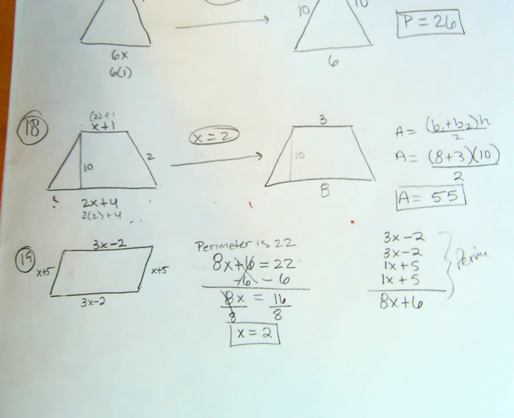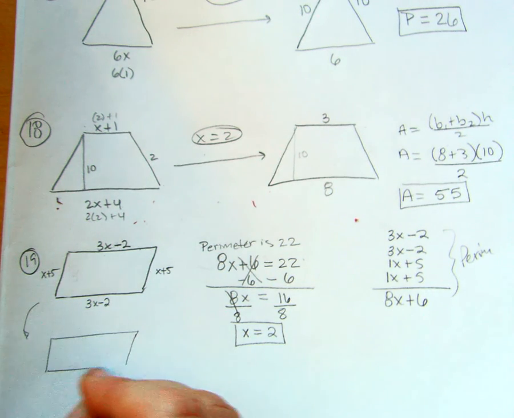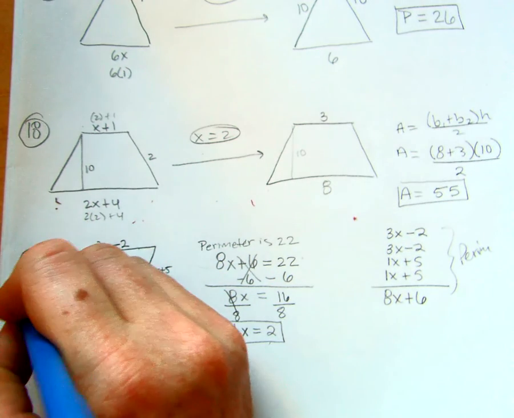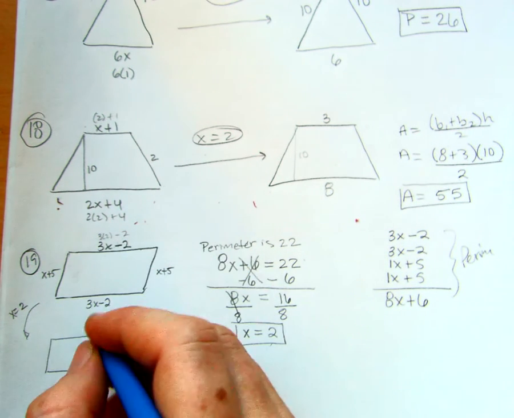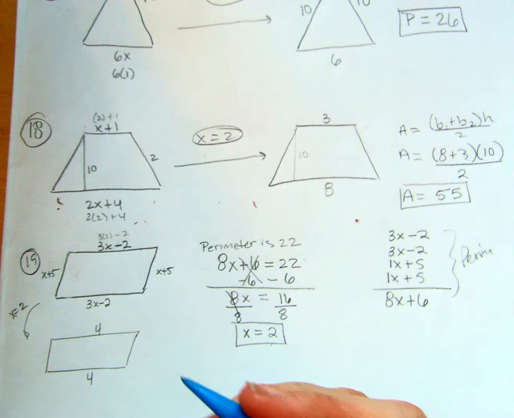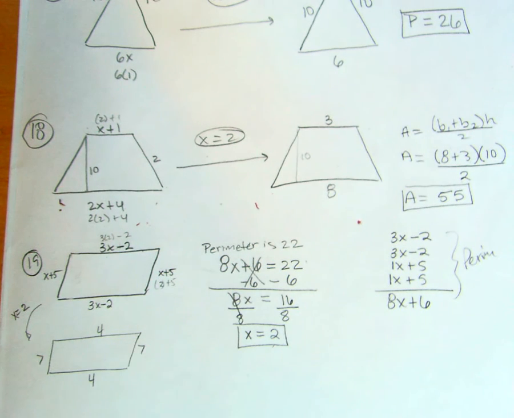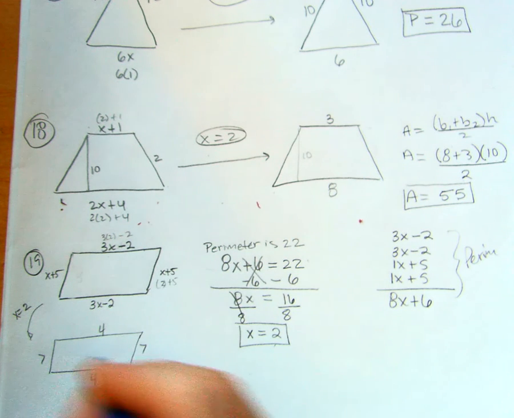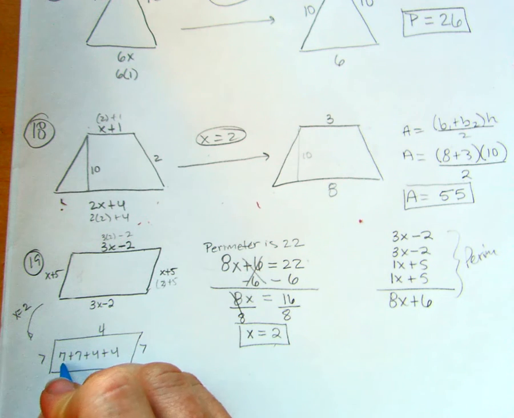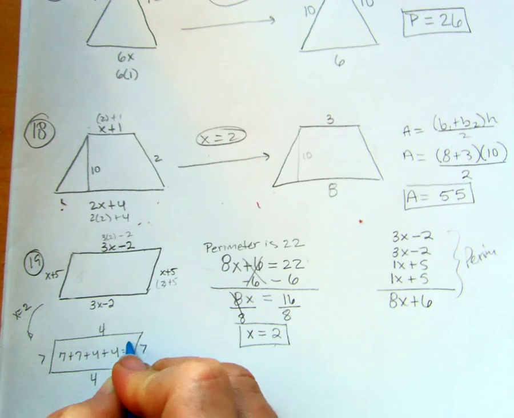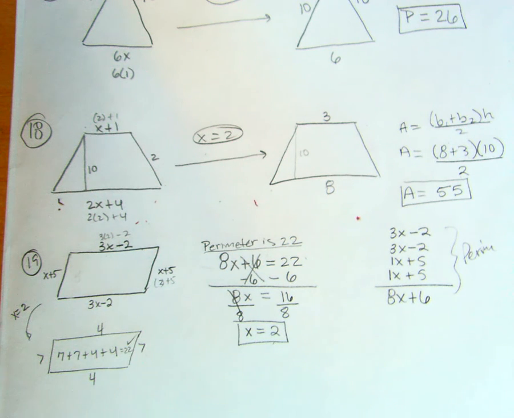And I can check my work. In this case, if I wanted to write a new picture to check my work where x is 2, then this would be 3 times 2 minus 2, or 6 minus 2, which is 4, which would make this 4. And then this would be 2 plus 5, which would be 7 and 7. So obviously not drawn to scale. But then I could just add 7 plus 7 plus 4 plus 4, which is 14, 18, 22, which is exactly what I wanted for this problem. So this is just my check right here.